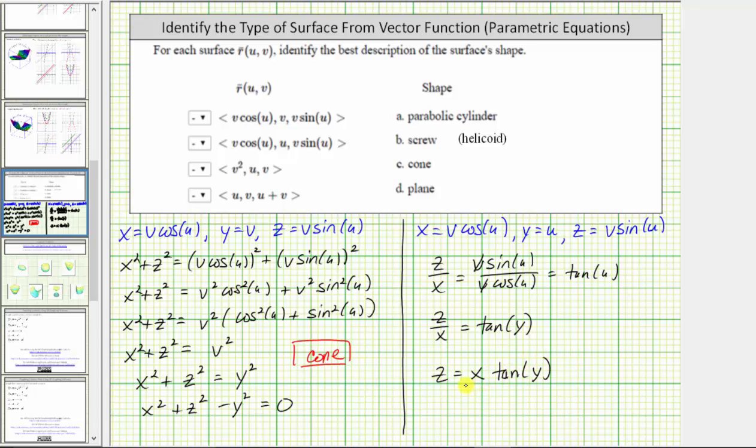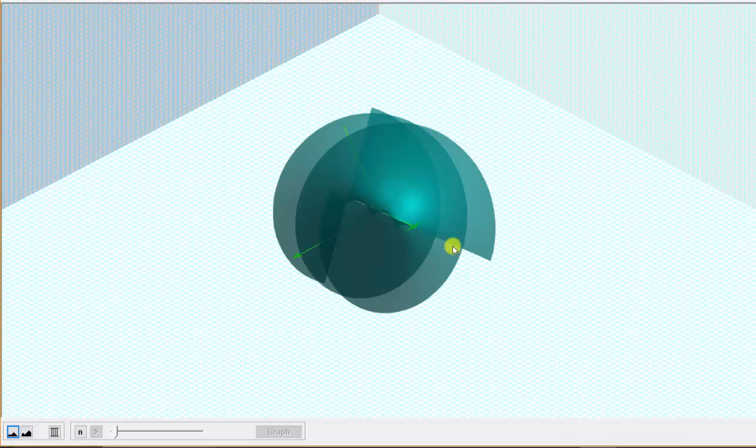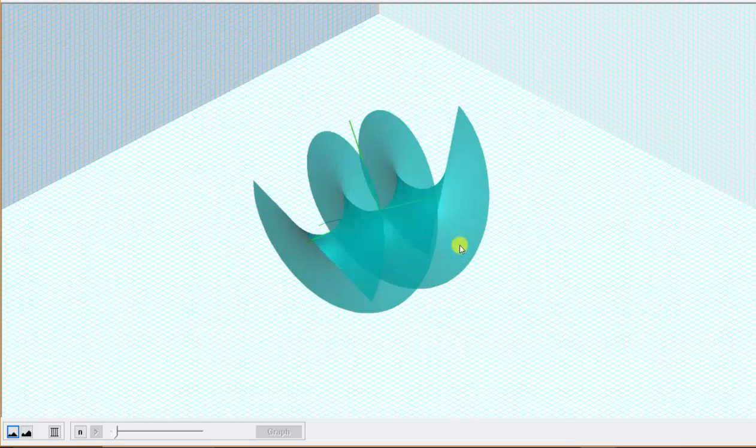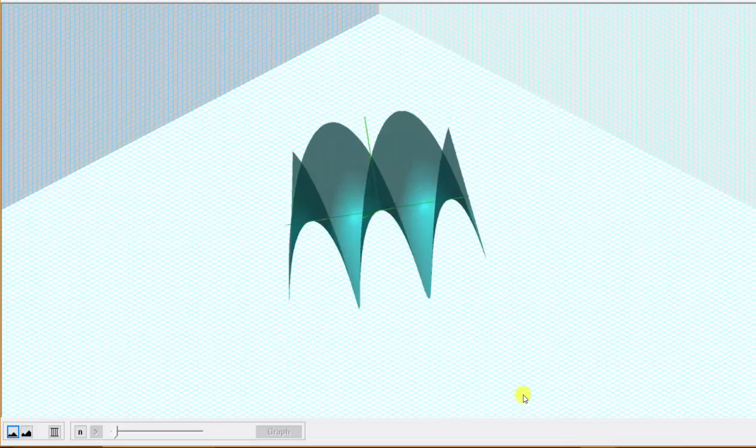We're probably not going to recognize the name of this surface, so let's go ahead and take a look at the graph. Here's the graph of the surface. It's a very famous surface. It's called a screw or a helicoid.